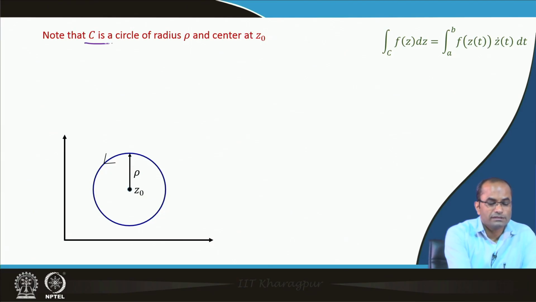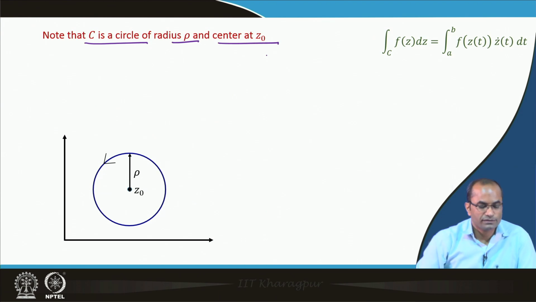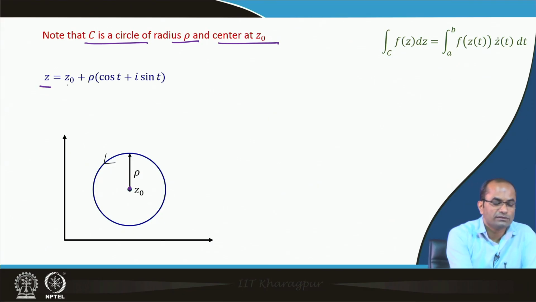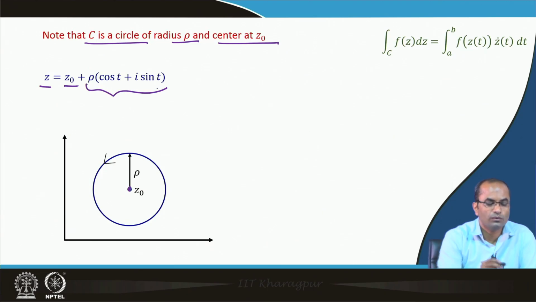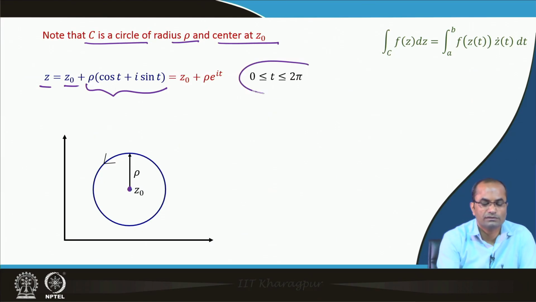So, if C is a circle of radius rho and center z 0, we have to parameterize this. So, we have the center z 0 and the radius rho, we can parameterize this easily. So, z is equal to z naught plus rho, the radius here, times cos t plus I sin t. So, as we move along this t from 0 to 2 pi, we will be moving in this direction on this curve.